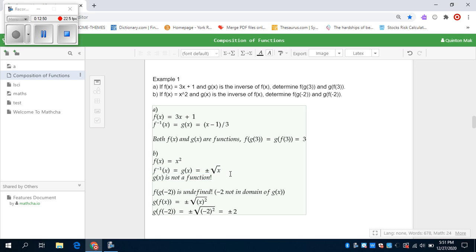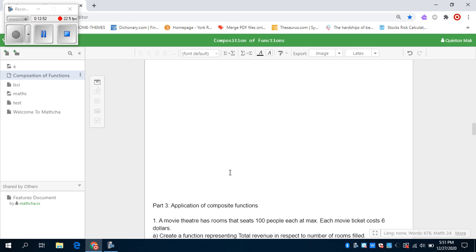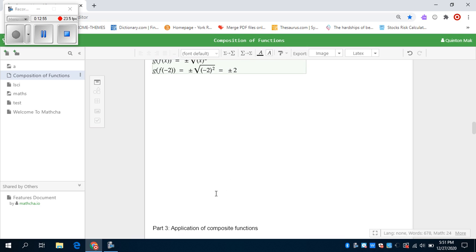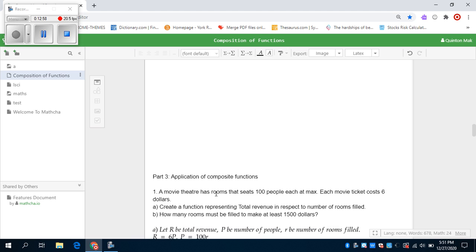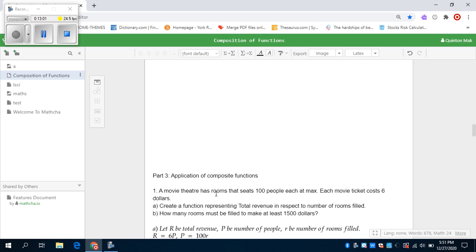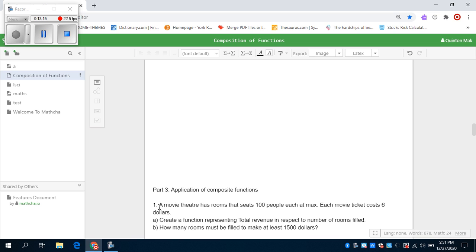Part 3, application of composite function. So basically what you want to do for this is determine a function for the required thing in respect to the other required variable based on the information given. So a movie theater has rooms that seat 100 people each at max. Each movie ticket costs $6. Create a function representing total revenue in respect to number of rooms filled. How many rooms must be filled to make at least $1,500? Again, you can pause the video and try this out yourself.